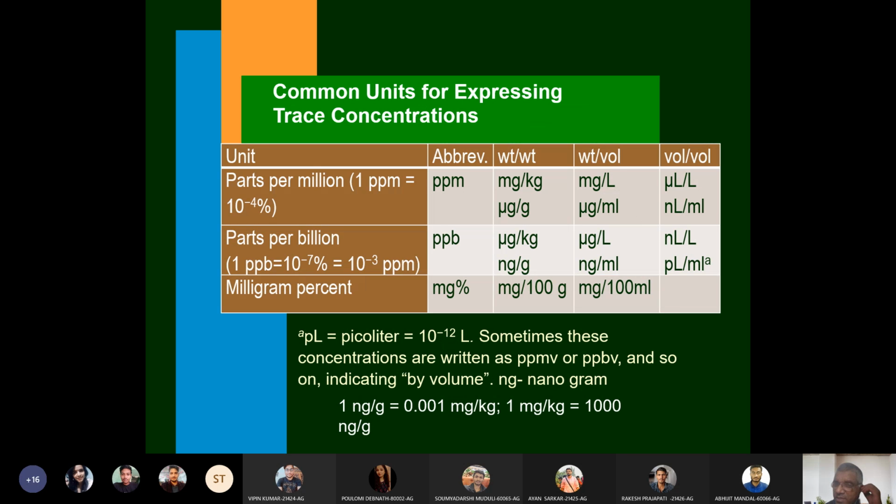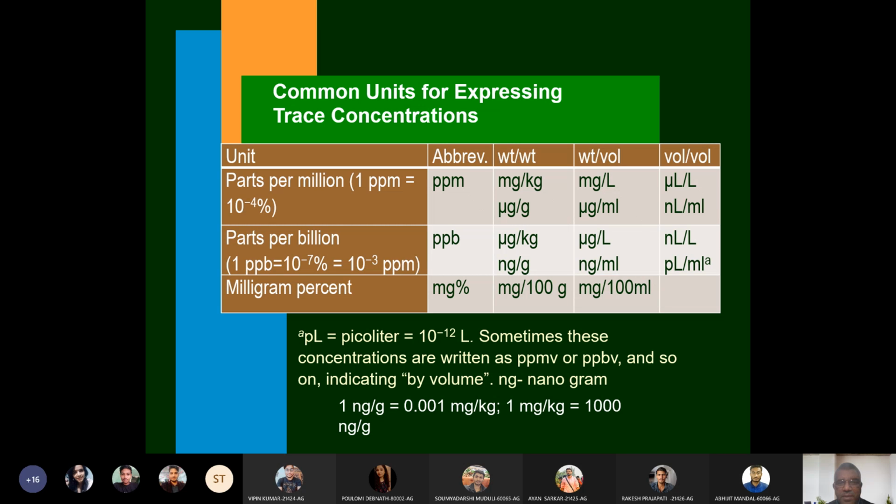Now you see this relationship is also very, very important for students. These days people have a trend to not write ppm. They can write milligram per kg, milligram per liter, or instead of that, now they have gone to another level, that is microliter per liter. So we should know the relationship between these units. These are common units for expressing trace concentration in very small amounts.